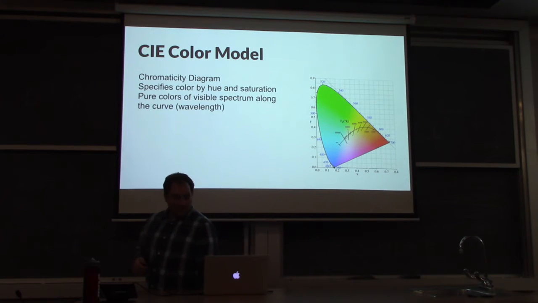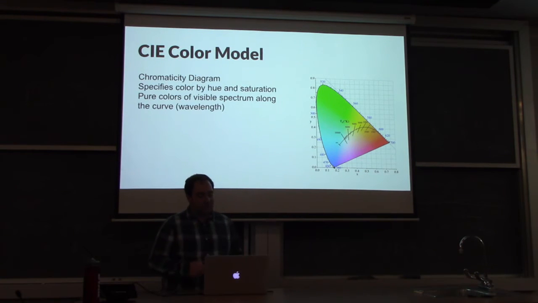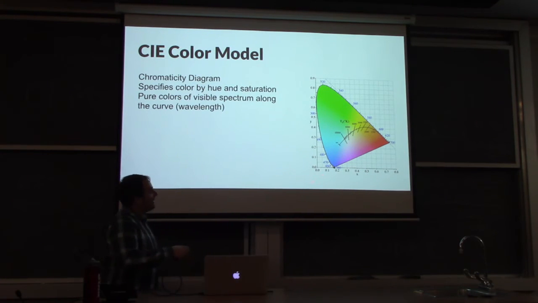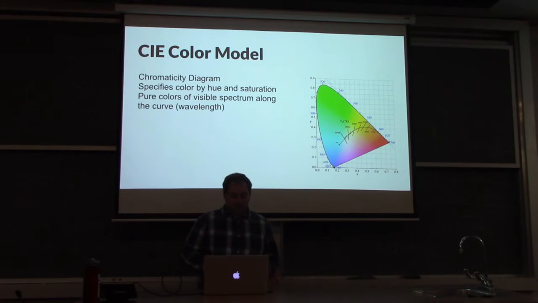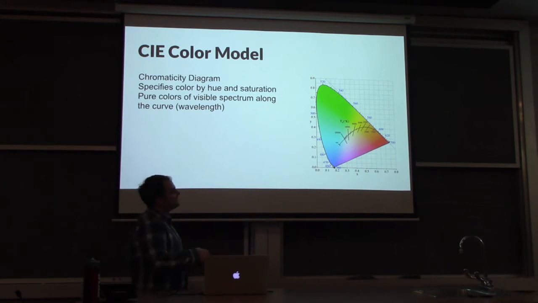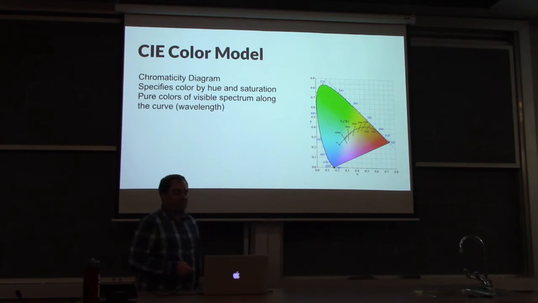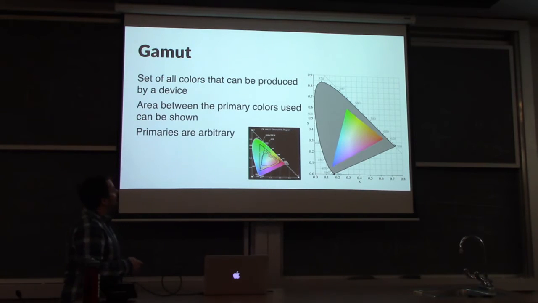And so the color models, what I really wanted to show you with this slide, are these chromaticity diagrams, which specify the color along this gamut out here. This is where the pure colors of the visible spectrum are, along the curve in terms of the wavelength. You've probably seen this if you looked at the properties of which colors your monitor can display. What is typically shown is the gamut, the set of all the colors that can be produced by a device.